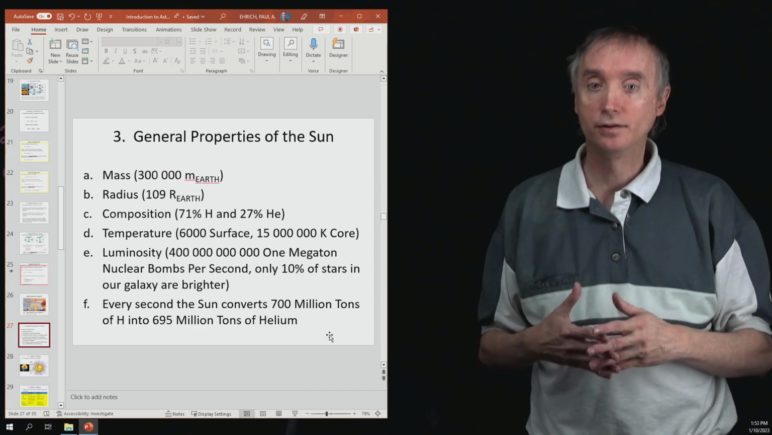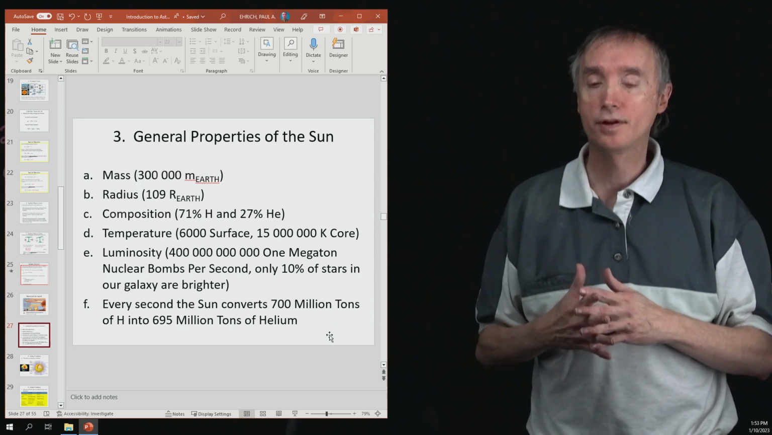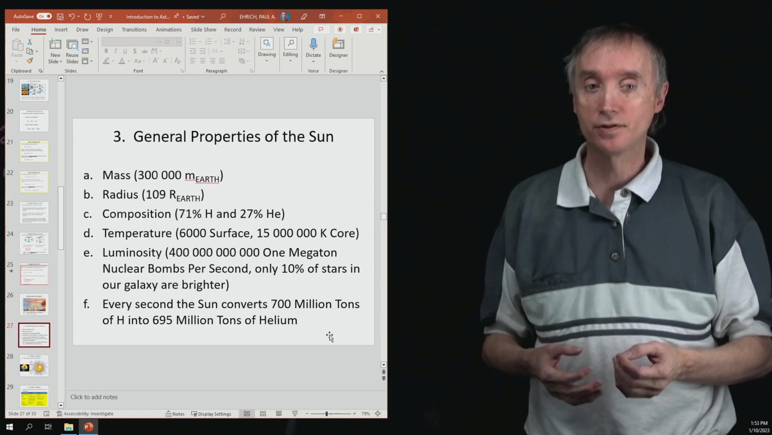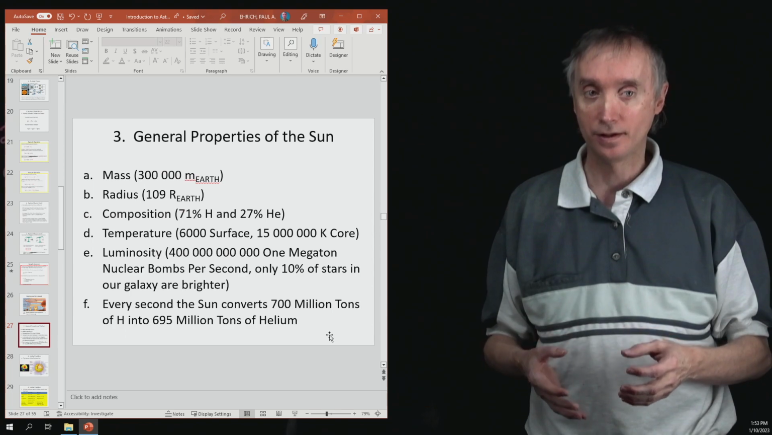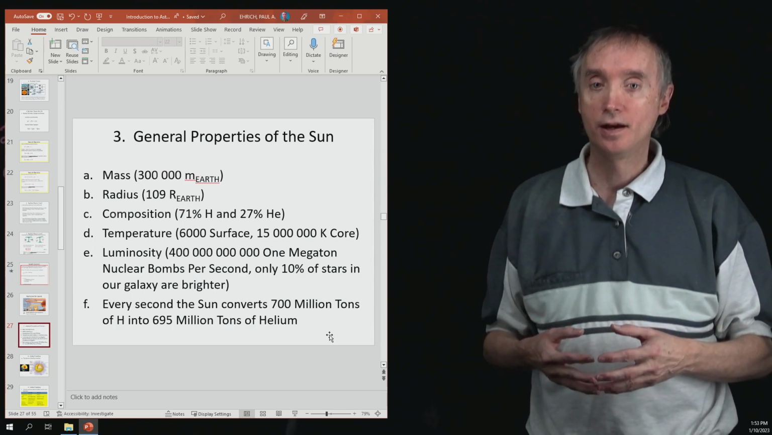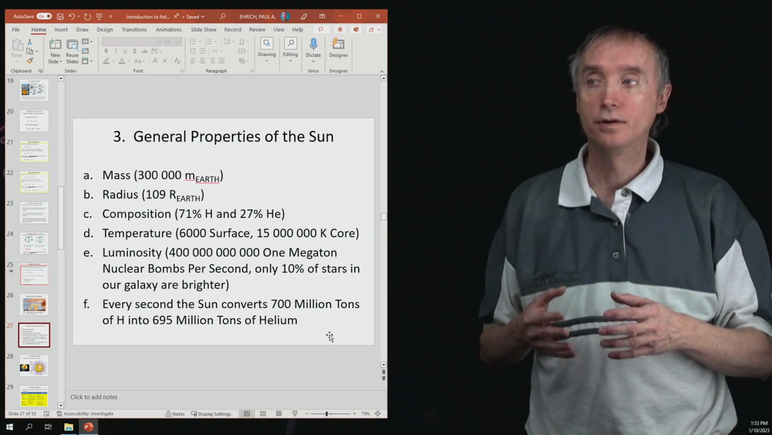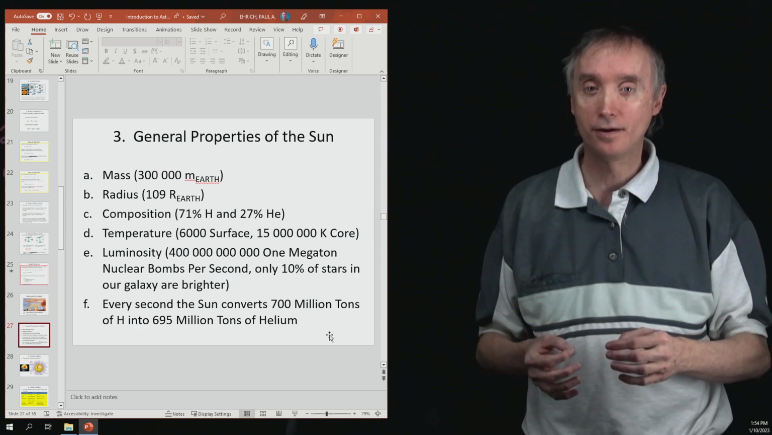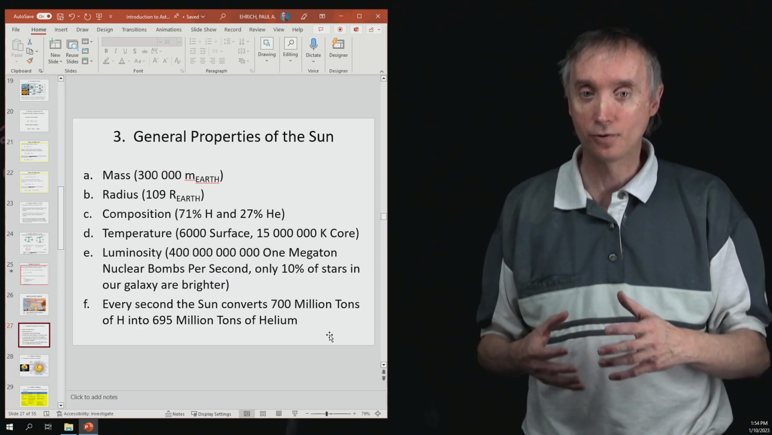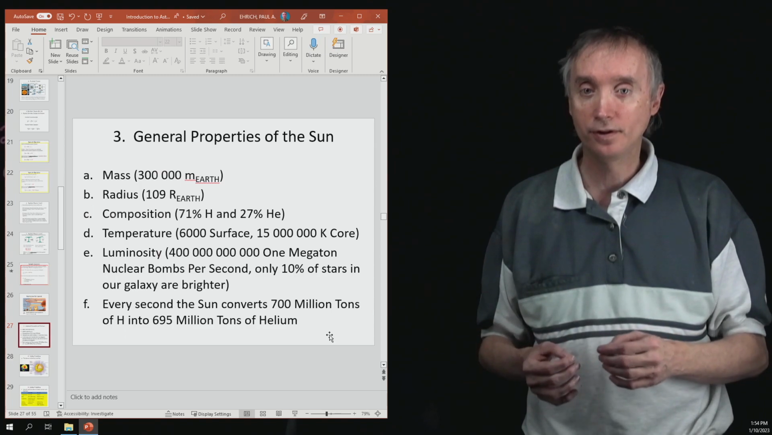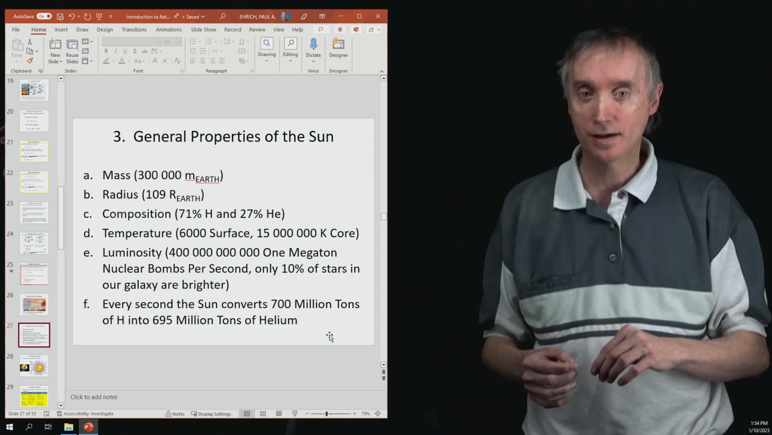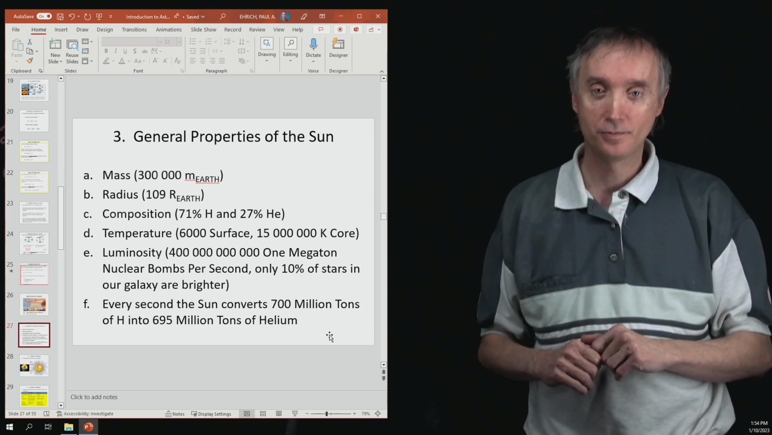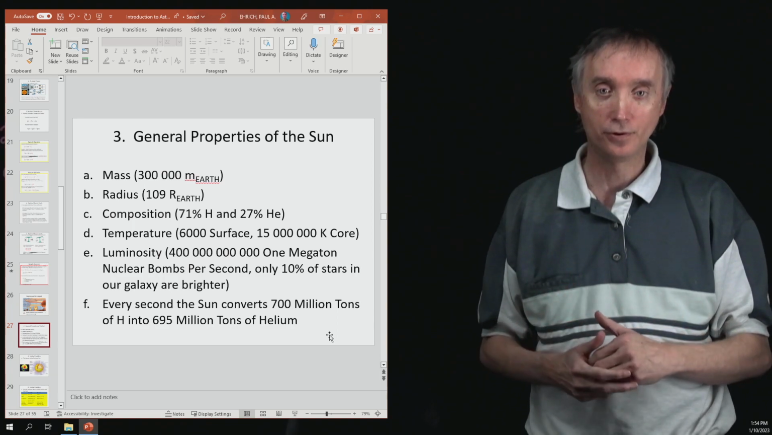And next, let's talk about the luminosity. So remember that luminosity is the power output of something. So it's the amount of energy per second that it gives off. So our Sun gives off the energy of 400 billion 1 megaton nuclear bombs exploding every second, and it's been doing that for the past 4.5 billion years. So that is a lot of energy output.